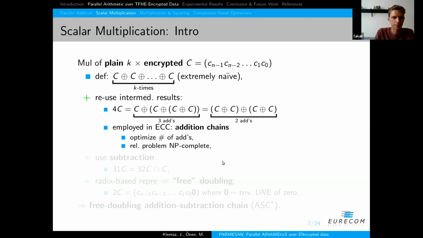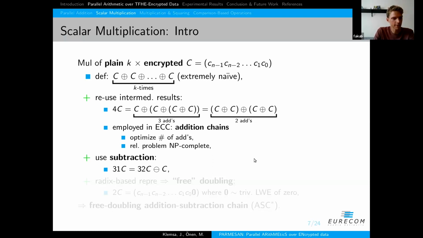Actually, a similar problem is studied in elliptic curve cryptography, and this is known as addition chains. And the goal is to optimize the number of addition operations. There is a related problem that is NP complete. So finding the optimal addition chain is assumed to be a hard task.